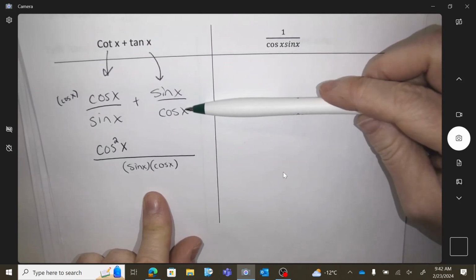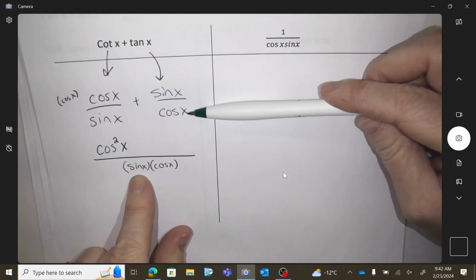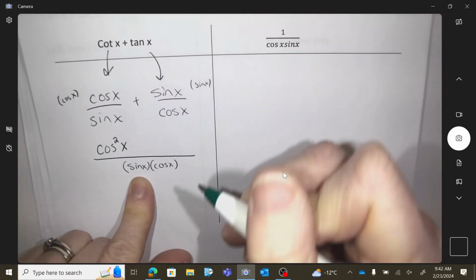Okay, so fraction 2. Look at the bottom, look at the new bottom. What changed? Sine x, we times it by sine x, so therefore we should also times the top by sine x.